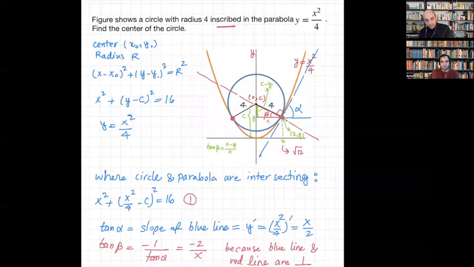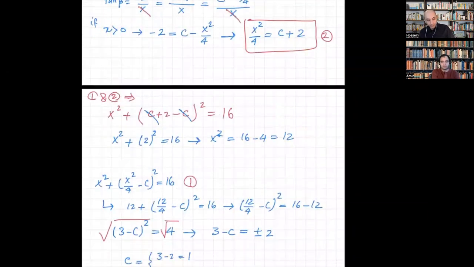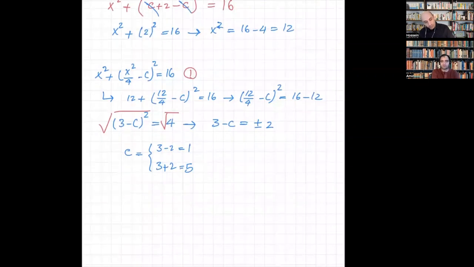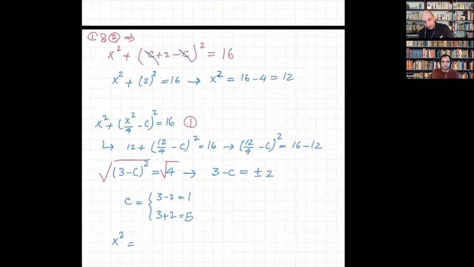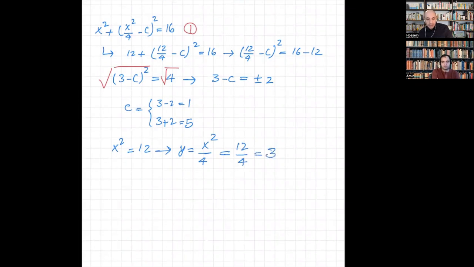So I have x squared, so I can obtain y. Yes, x squared was 12. Up here I obtained x squared, so x squared is 12. Then y is equal to x squared divided by 4. This is the equation of the parabola. So I have 12 divided by 4, which is 3. And then I know that c has to be greater than y, which is 3.